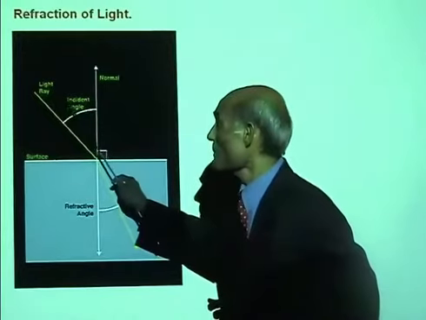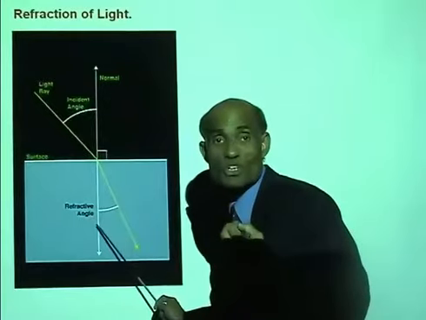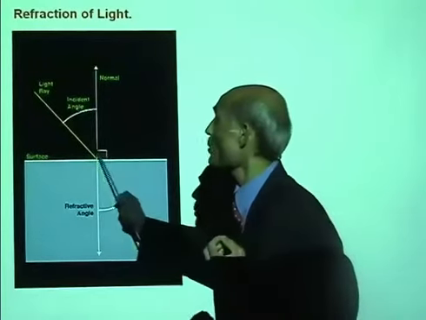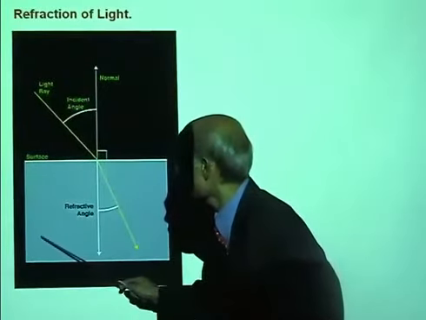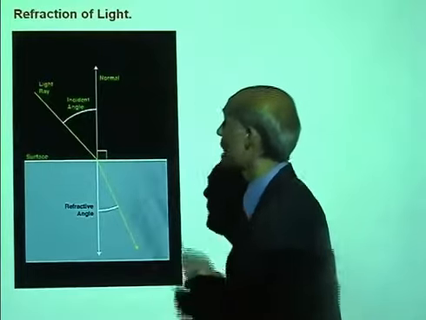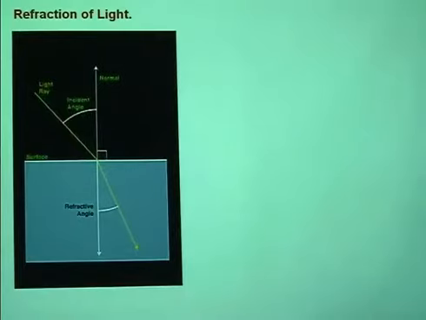When light passes from air into glass, the angle of refraction is less than the angle of incidence. On the other hand, if light goes from glass into air, I'm going to draw that for you there. If light now goes from glass into air, it is going to go like this. So the angle of refraction will be greater than the angle of incidence.